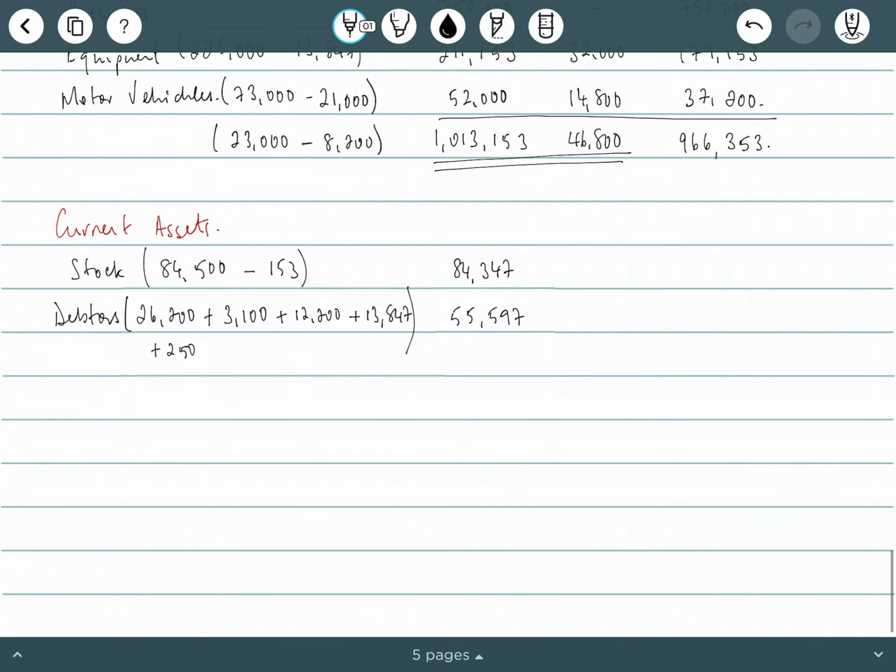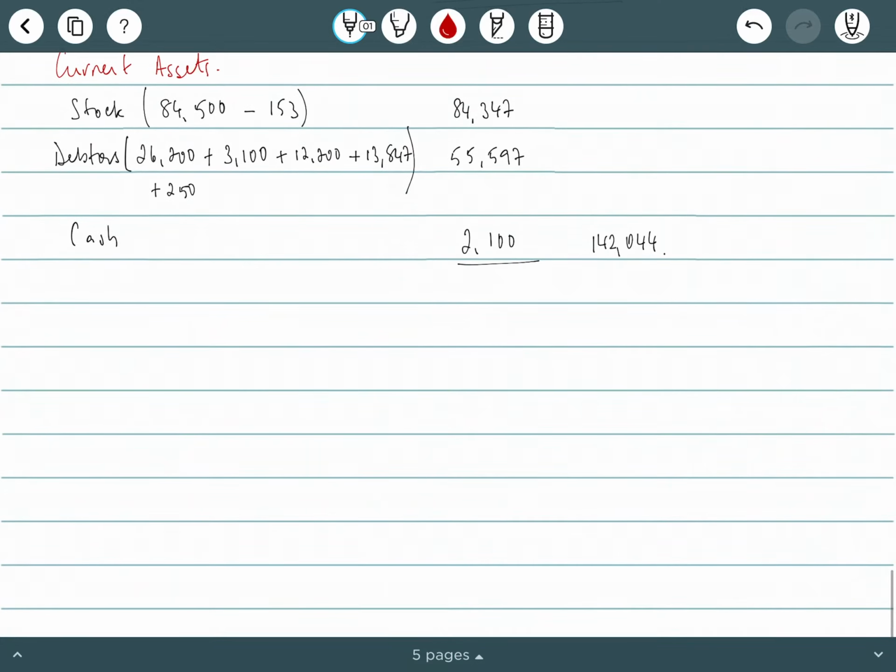And then we had cash. Thankfully cash wasn't affected, so 2,100. Add up those three figures, plus 21, plus 84,347, gives you 142,044. All right, lovely. Next heading is less creditors falling due.